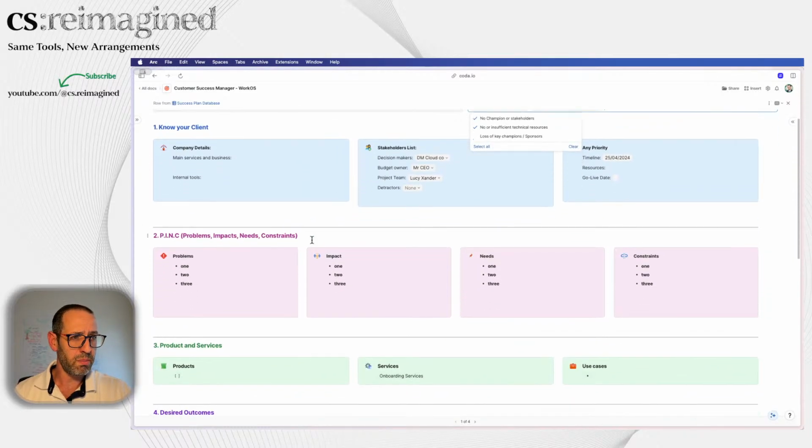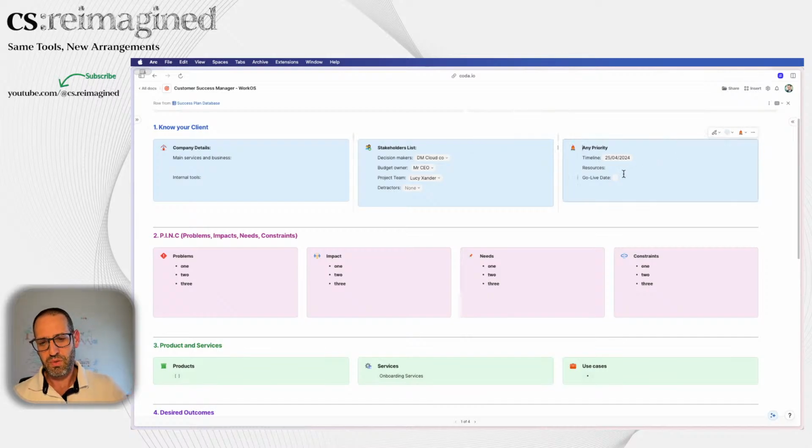Then we go into the plan itself, and the plan, as you can see, is built exactly like it was presented. We need to know our client. We need to know the main services that they give. We need to understand their business. We need to understand the internal tools that they use, the ones that we can integrate with, the ones that might even be on our way if we want to prove something or show the value of something. And the stakeholders list, we want to understand the decision makers, the budget owners, the project team, and the detractors, as said already. Any priority, this is very crucial for us to understand, so we have a due date.